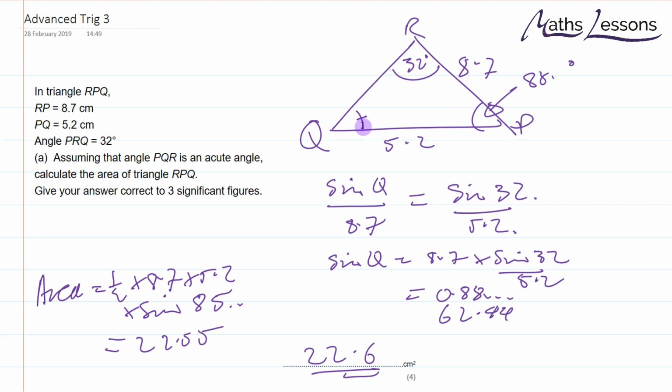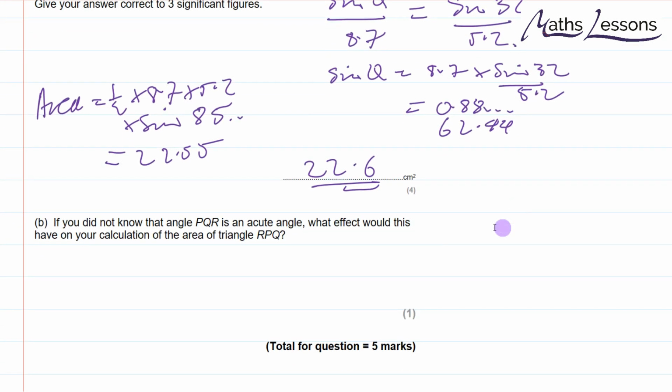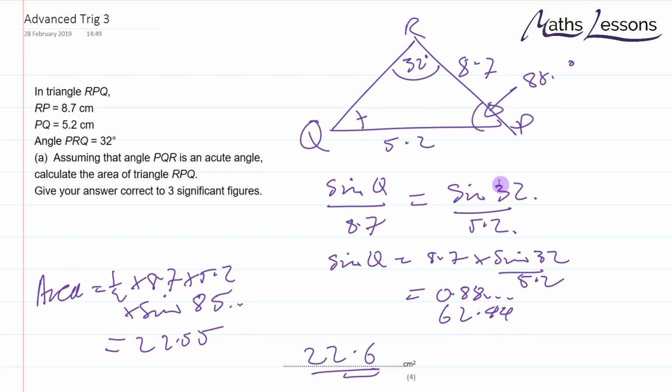If you didn't know this was acute, you'd have to find this obtuse and find this acute, and you'd have the two triangles, because it's quite possible that the triangle could be something like that, with this is 5.2 and this is 8.7 and this is 32. So it's quite important that we know that that's acute to find the area of this triangle.